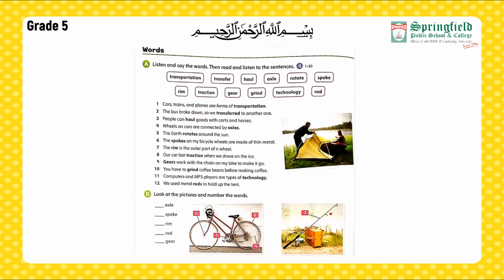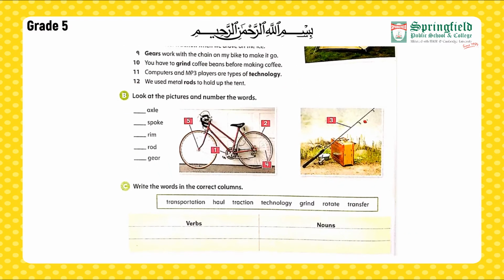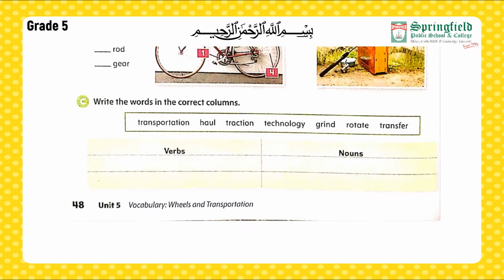Now exercise C. Write the words in the correct columns. You have two columns. One is verbs and the other is nouns. Words are given in the box. You have to sort them accordingly.